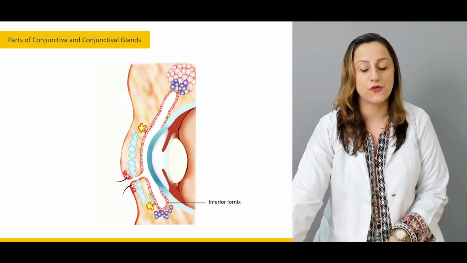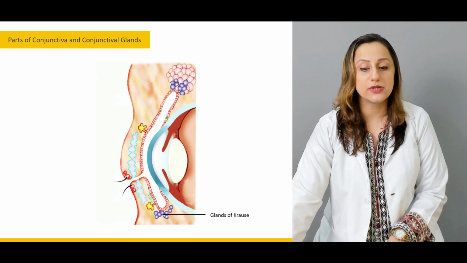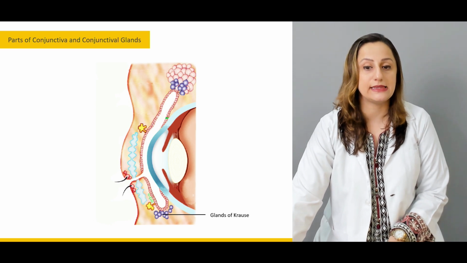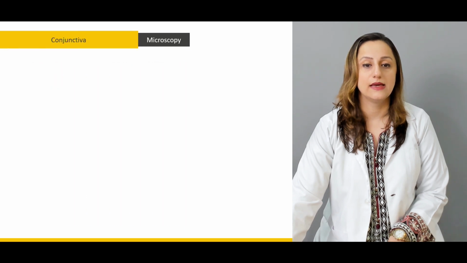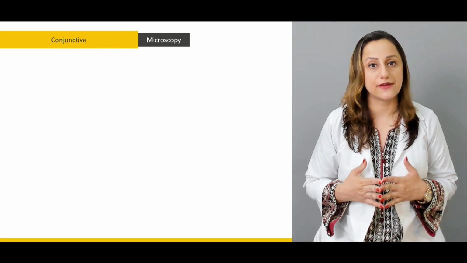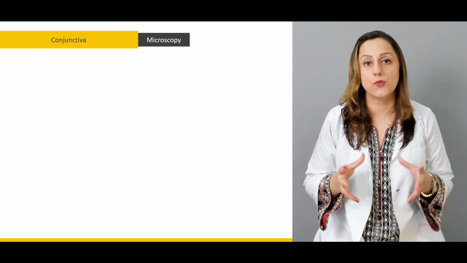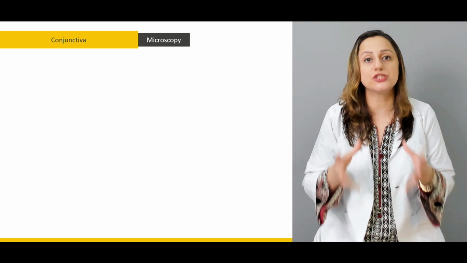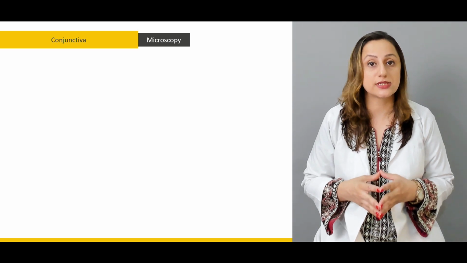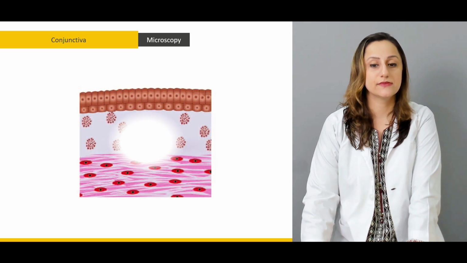So we have the inferior fornix, which I've already mentioned. And then we have the glands of Krause that are located in proximal relation to the superior fornix and then the inferior fornix. Then moving on, if you have a cut section of the conjunctiva and you're looking at it under the microscope, what would be the histological features relating to this conjunctiva? We'll just be quickly going through that.